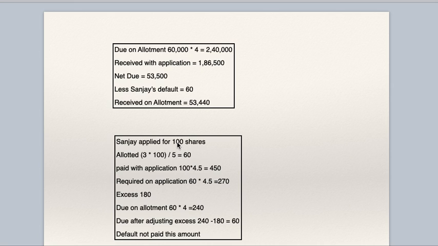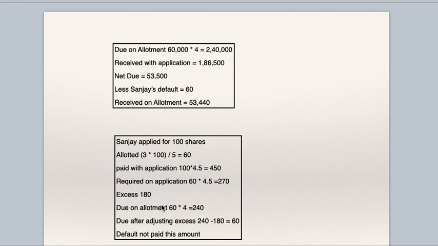Along with application, he would have paid 100 into 4.50, 450. But what was the money required on application? 60 into 4.50, because only 60 shares are allotted to him, 270. Difference in these two, 450 minus 270, 180, excess he has paid with application.